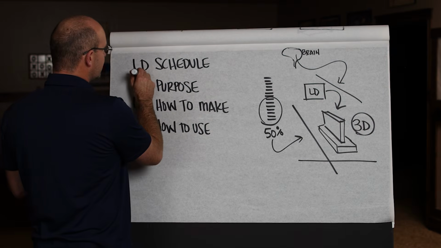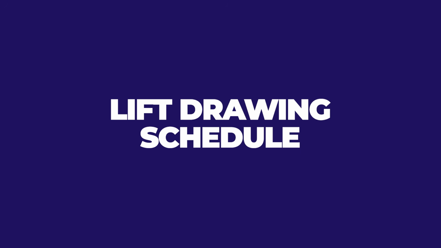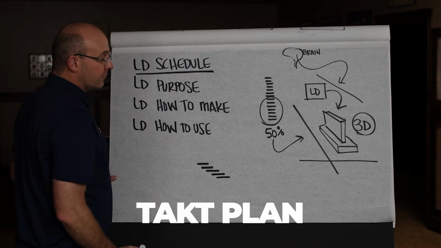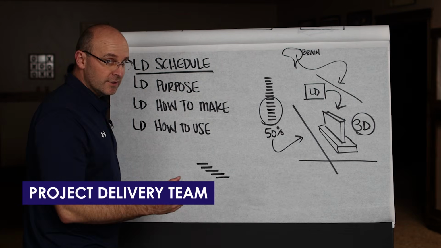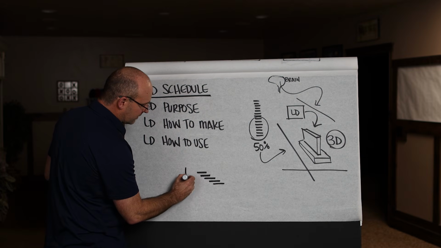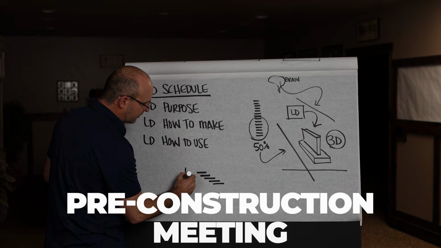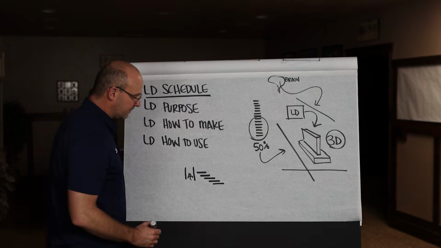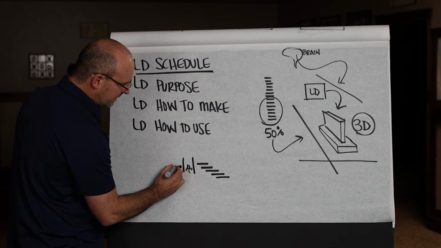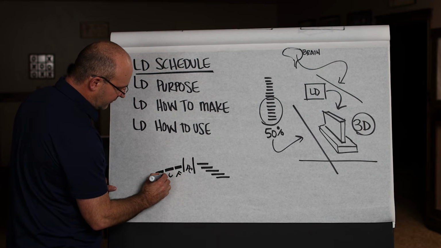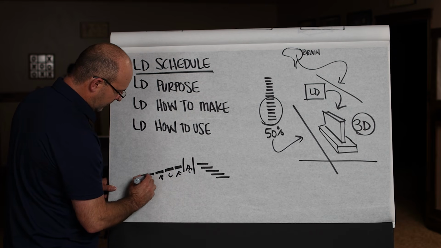So first of all, when you're doing lift drawings, you're going to create a lift drawing schedule. You should be able to pull the activities, hopefully an attack plan, from your project delivery team, from the superintendent. Then you ask yourself, when do I need the lift drawing, which usually should tie to the pre-construction meeting, or at least a week before you're going to do that placement. And then you think, I need time for the final, I need time for updates, I need time for review, and then I need time to create the lift drawing.